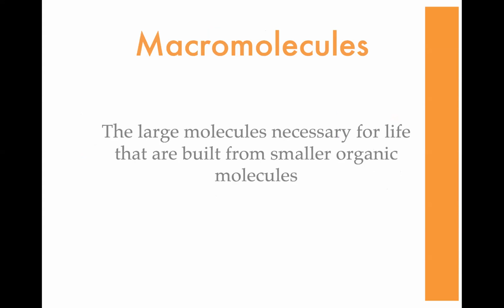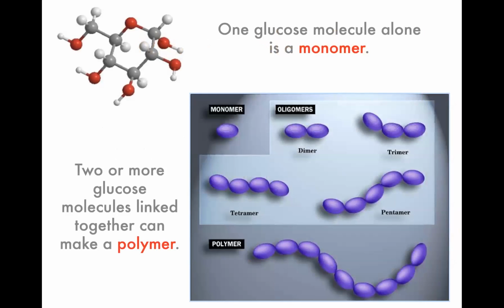Monomers. So we're going to look here today at the various monomers that are responsible for the formation of these larger macromolecules. One glucose molecule alone is a monomer, right? We know that two or more molecules linked together makes a polymer. These are two terms that you should be familiar with: polymer and monomer. These large macromolecules by definition are examples of polymers. We want to identify the monomers for each one.